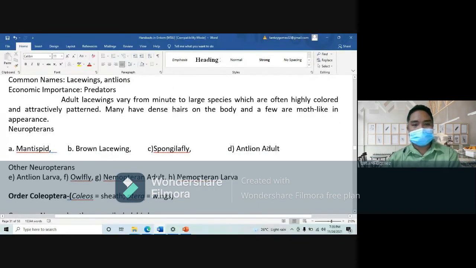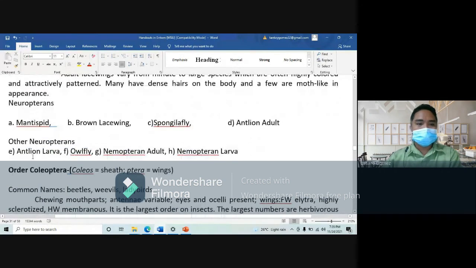These are some examples of the Neuropterans: the mantispid, brown lacewing, spongilla fly, and the antlion head. The other Neuropterans are the antlion larva, owl fly, Neuropteran adult, and the Nemopteran larva.